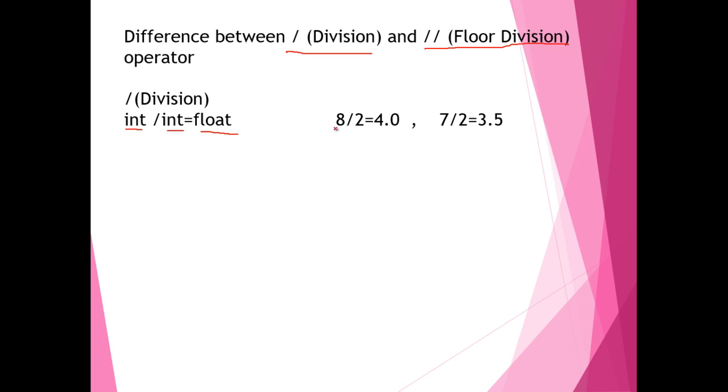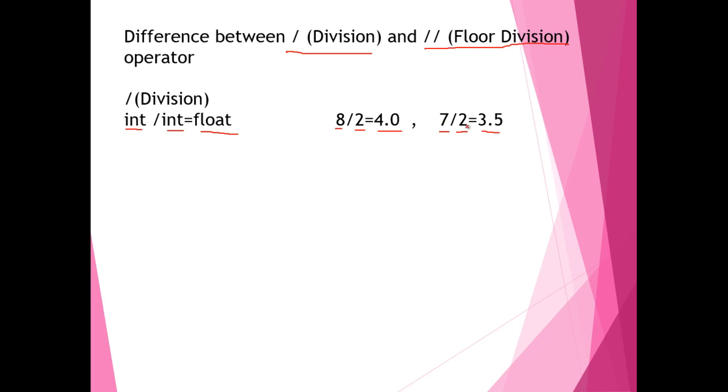As you can see, when we divide 8 and 2, as 8 is an integer value and 2 is an integer value, 8 divided by 2 is obviously 4, but instead of 4 you can see that we are getting the result as 4.0. When we divide 7 by 2, it is 3.5, that's why it is showing me 3.5. But in most languages, when we divide integer by integer we get the answer in integer only.